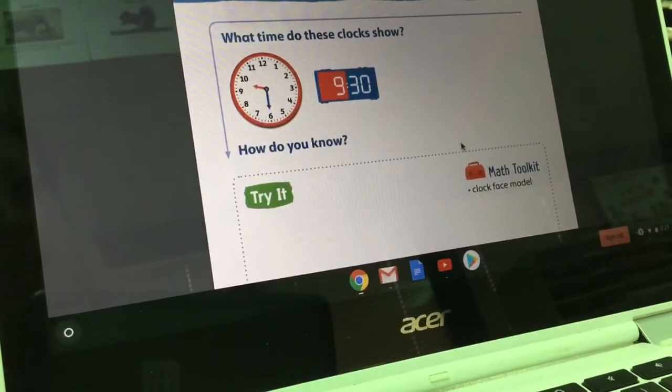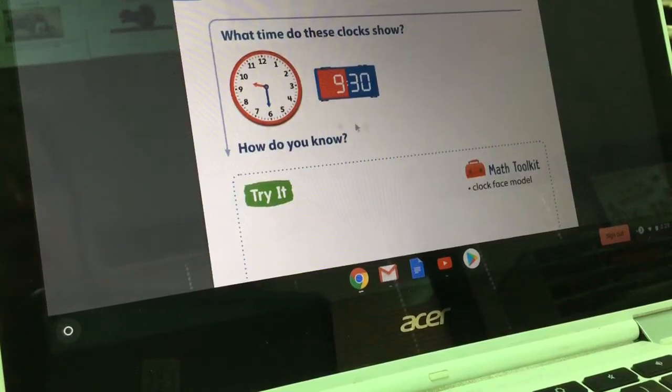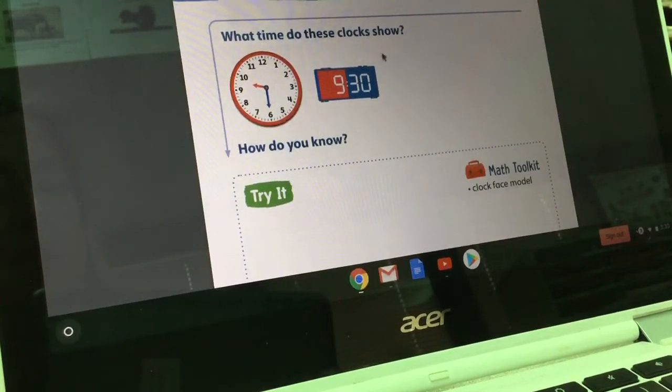Okay, we're ready to begin Lesson 23, Session 3. We're going to develop telling time. So here we see an analog clock and a digital clock. The question asks, what time do these clocks show? So as a hint, they both show the same time.